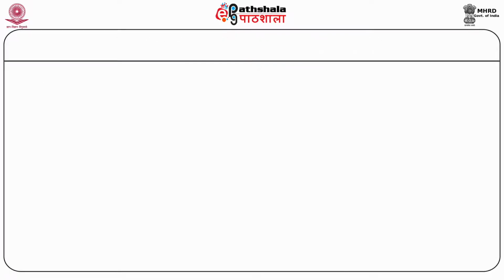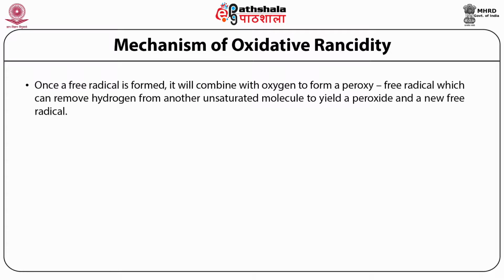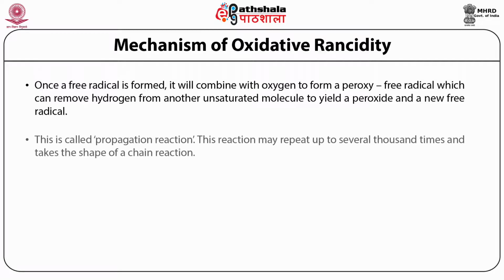starts. Once a free radical is formed, it will combine with oxygen to form a peroxy free radical, which can remove hydrogen from another unsaturated molecule to yield a peroxide and a new free radical. This is called the propagation reaction. This reaction may repeat up to several thousand times and takes the shape of a chain reaction.